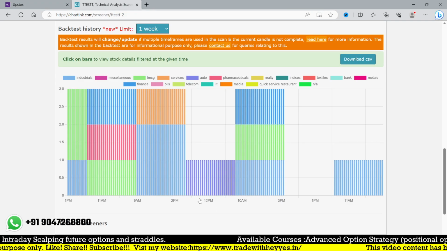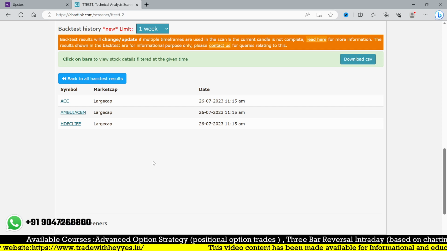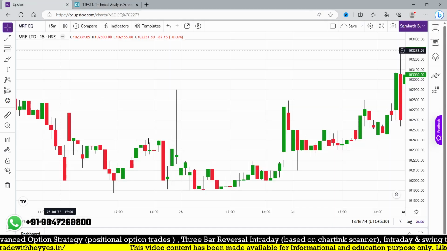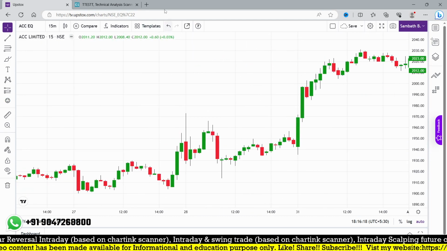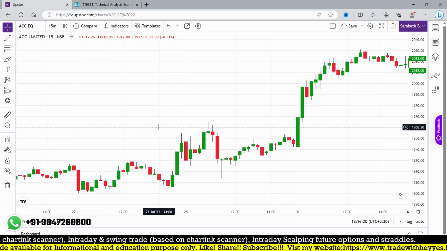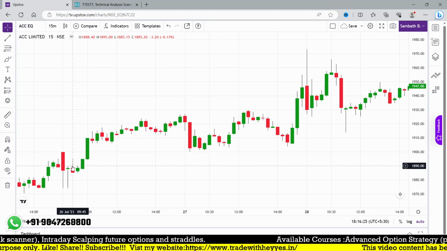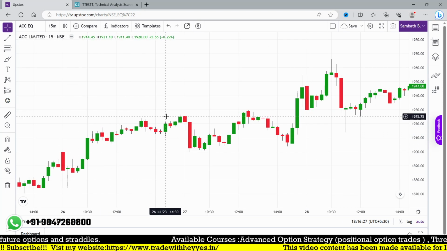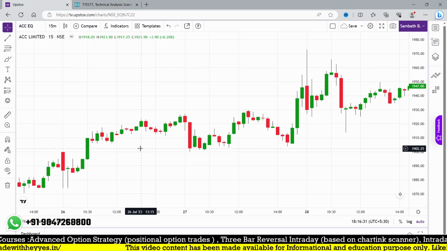And previously here we have three stocks on the day of 26. ACC, Ambuja Cement. ACC is the stock which we are looking at on 26. Yeah, this is easy. This one looks like a hammer. Here is the breakout around 1890 and it went up to 1926, and Ambuja Cement, HDFC Life.